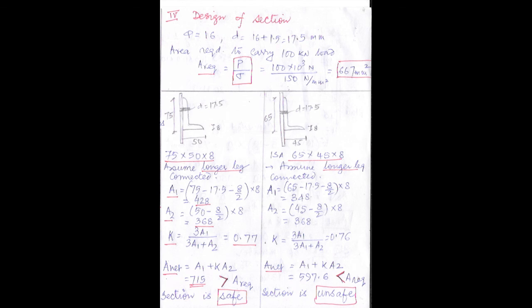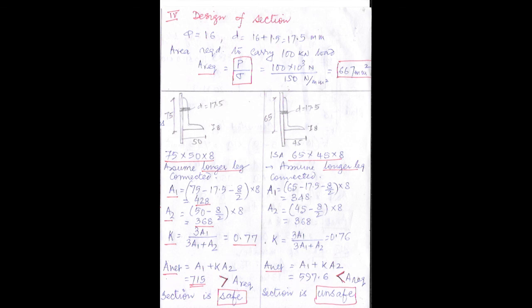Let us start. Design of a section. First of all, nominal diameter phi is 16, so gross diameter will be 17.5 millimeter. Now we should find the area required to carry 100 kilonewton load. How can we find the area? Area is equal to total load divided by the allowable tensile stress. Load is how much? 100 kilonewton.